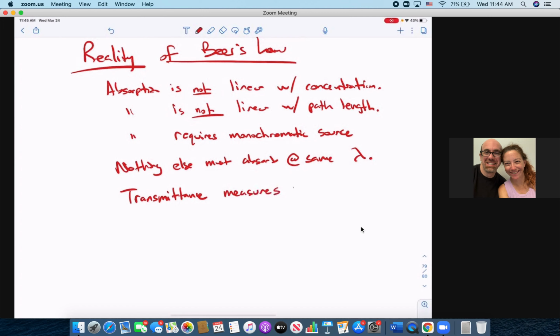Extinction. What we call extinction in optics. How do you spell extinction? Don't tell me. Extinction, not absorbance. What do I mean by extinction?